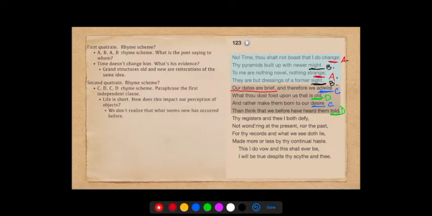We don't realize that what seems new has occurred before. We make them born to our desire, like we've thought them up ourselves, or what we think is brand new and not having been done before. Then he moves on to our next quatrain.